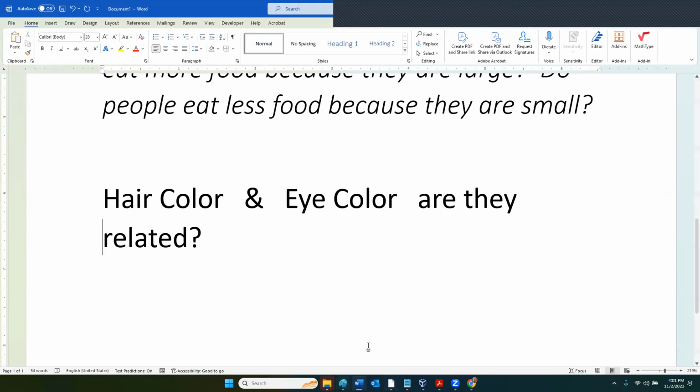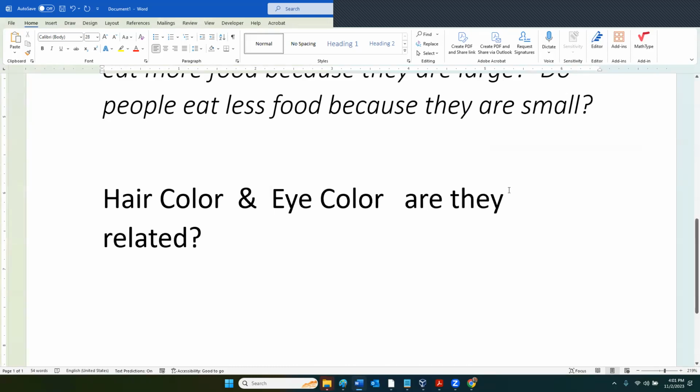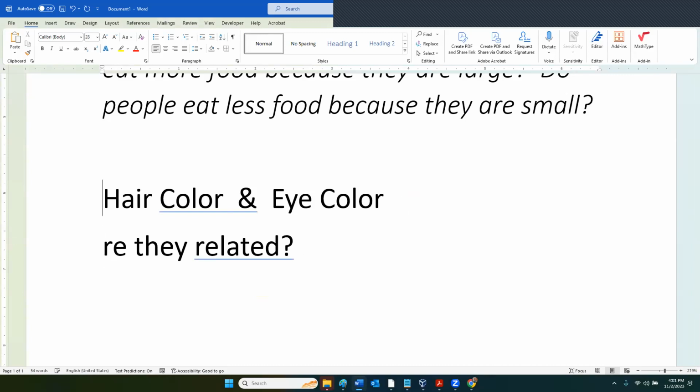Now, you could say blood type and hair color, and blood type and eye color, because, like, O positive people, well, they have brown hair more than other people. But let's keep it simple, right?